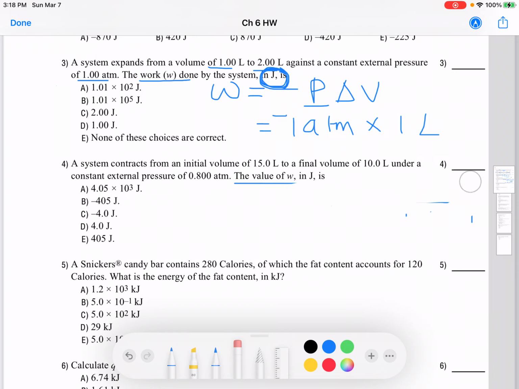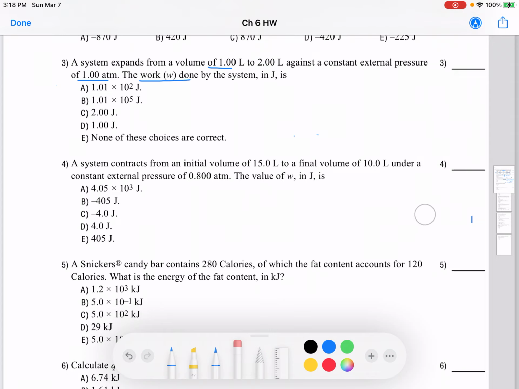Now the next question. Again, we're going to be using the same equation.